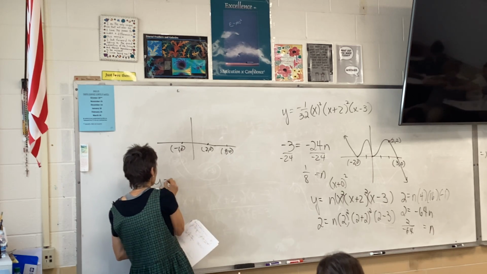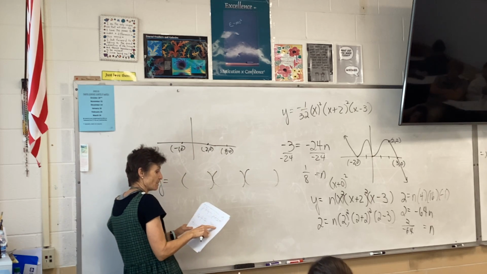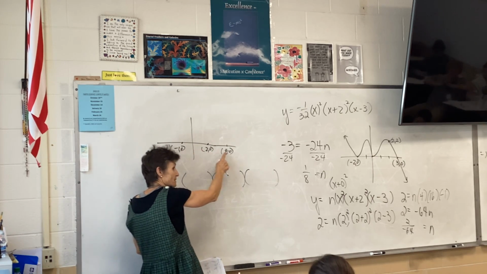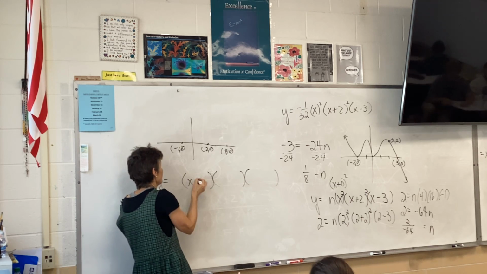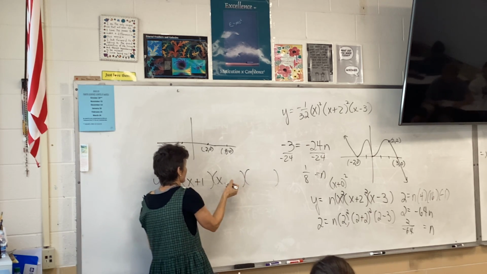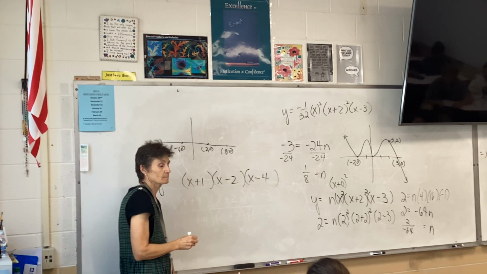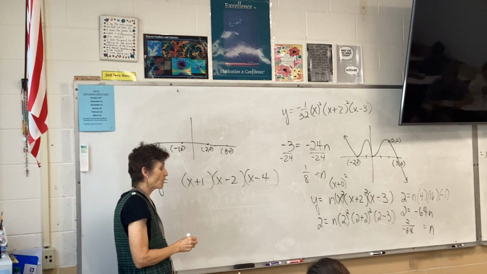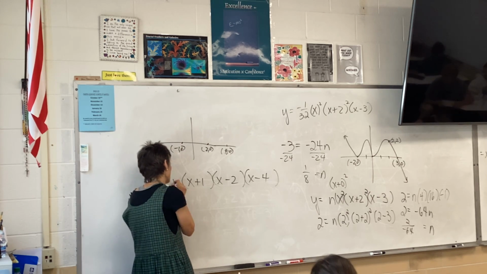So what will our factors be? 3 of them, because there's 3 zeros, 3 x-intercepts, 3 dots. What will they be? X plus 1, x minus 2, x minus 4. You don't have a picture, so that's it. We're done. We just got to figure out what this number is.